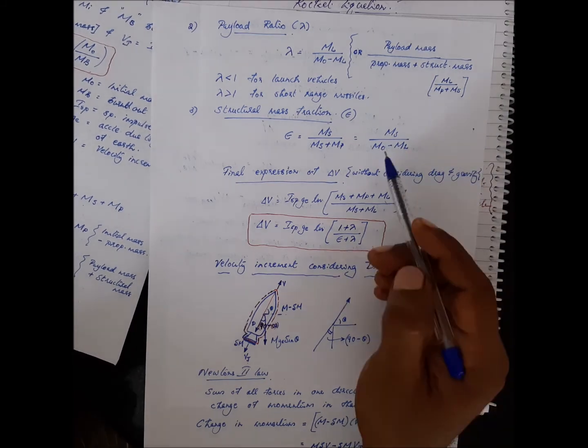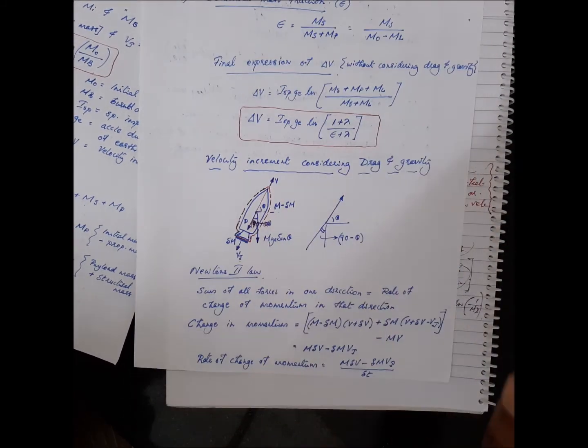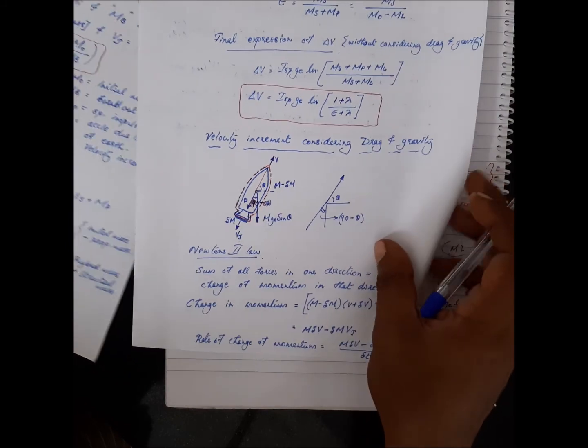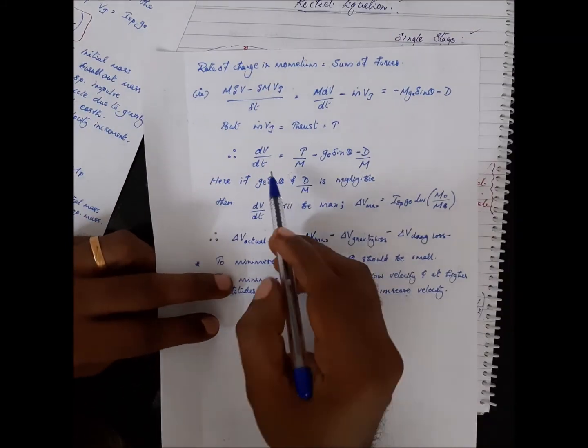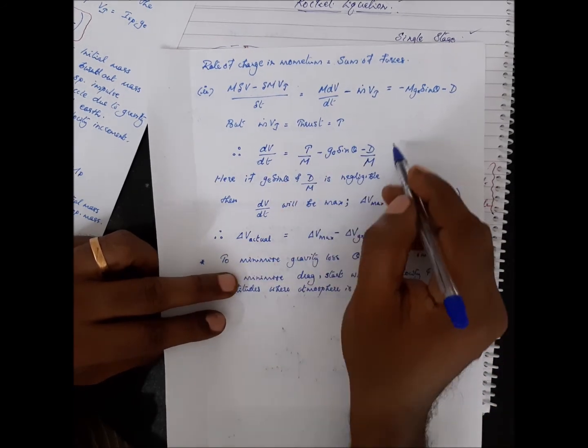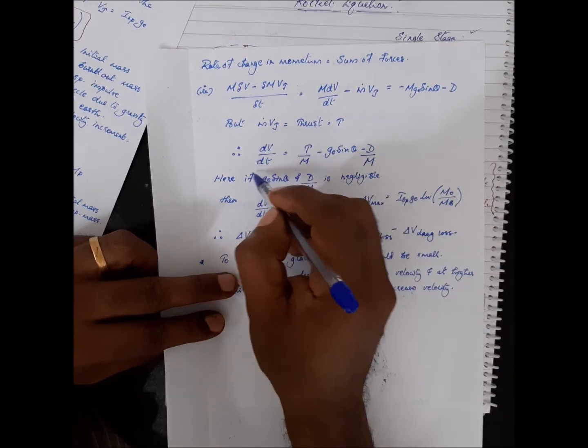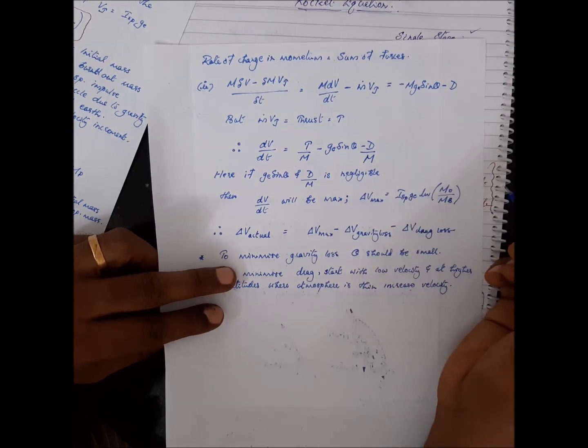That is M0 minus ML. Alright, after that, considering the drag and gravity, we have derived an equation for delta V, and if you integrate this from 0 to f, we get to the final form.